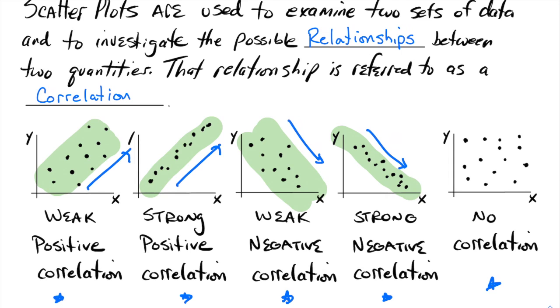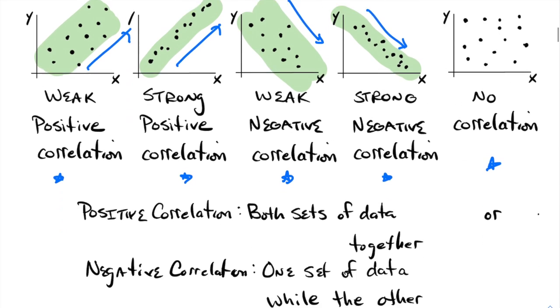Think hair length and IQ. There's no relationship between those two things. The longer or shorter your hair is doesn't make you smarter or less smart. So that would be an example of a no correlation.